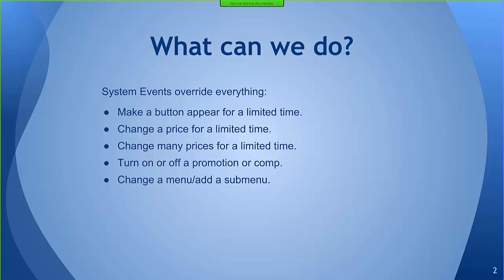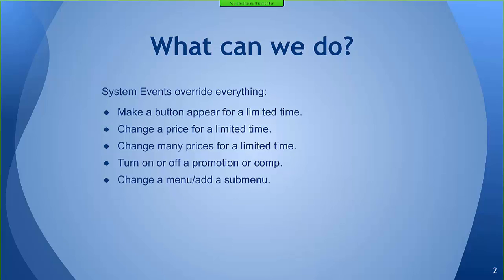We can also change the price for a limited time. So we can take an existing item. We're not changing the button, we're just changing the price of it for that time frame. These would be things like half price mimosas for Easter. We can also change many prices, and this is what we typically do in your establishments for happy hour. This is how it's enacted: we use these system events that we're going to cover here today to take a whole range of items and change all of their prices at once.